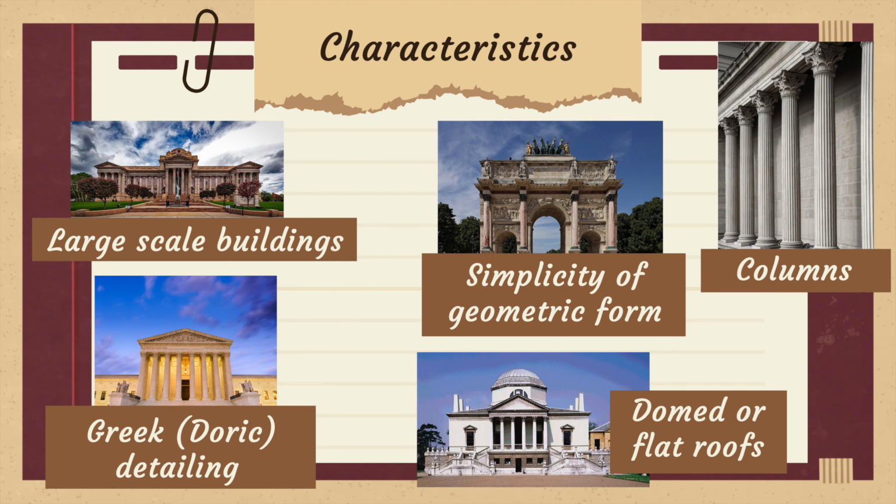As for the characteristics of neoclassical architecture, it includes the grand scale of the buildings and the simplicity of geometric forms. The Greek, particularly Doric, detailing, dramatic columns, and blank walls. By emphasizing the simplicity of the wall, especially its flat, planar quality, as well as the separation of elements, this style was seen as a reaction to the style of Rococo architecture.